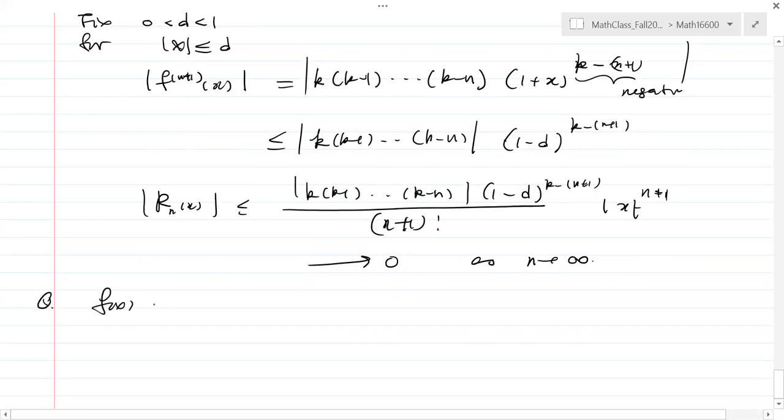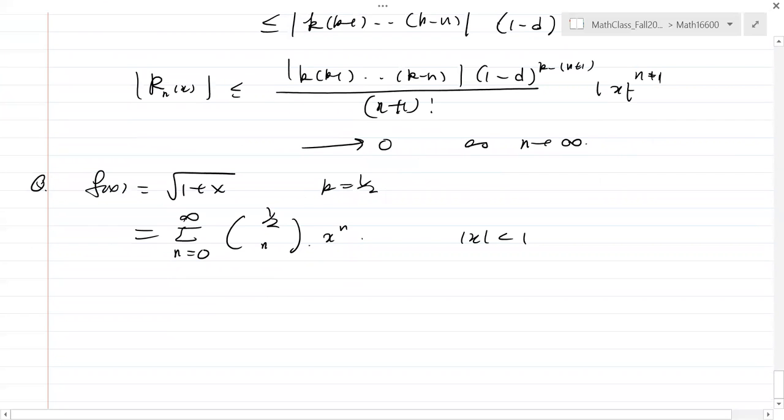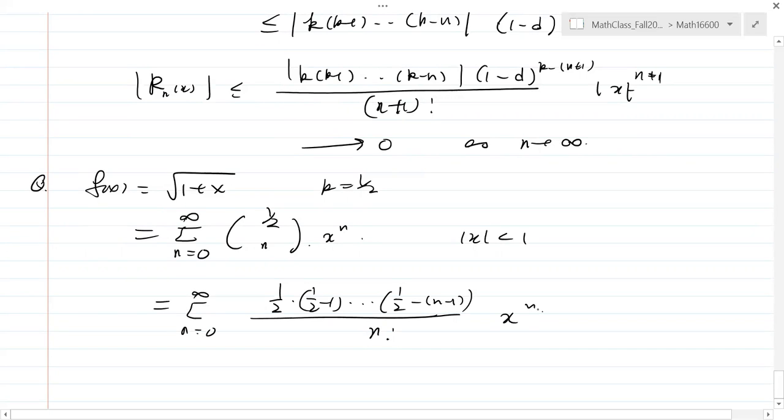So let's look at the function square root of 1 plus x. This function is differentiable at x equals 0. So according to the above formula, this can be expanded, with k equal to 1/2, as 1/2 choose n times x to the n, and this is true for absolute x less than 1. If you want to write down the details of the coefficient, it will be like that: 1/2 times 1/2 minus 1, up to 1/2 minus n plus 1, over n factorial, x to the n. Then you can list a few terms at the very beginning.